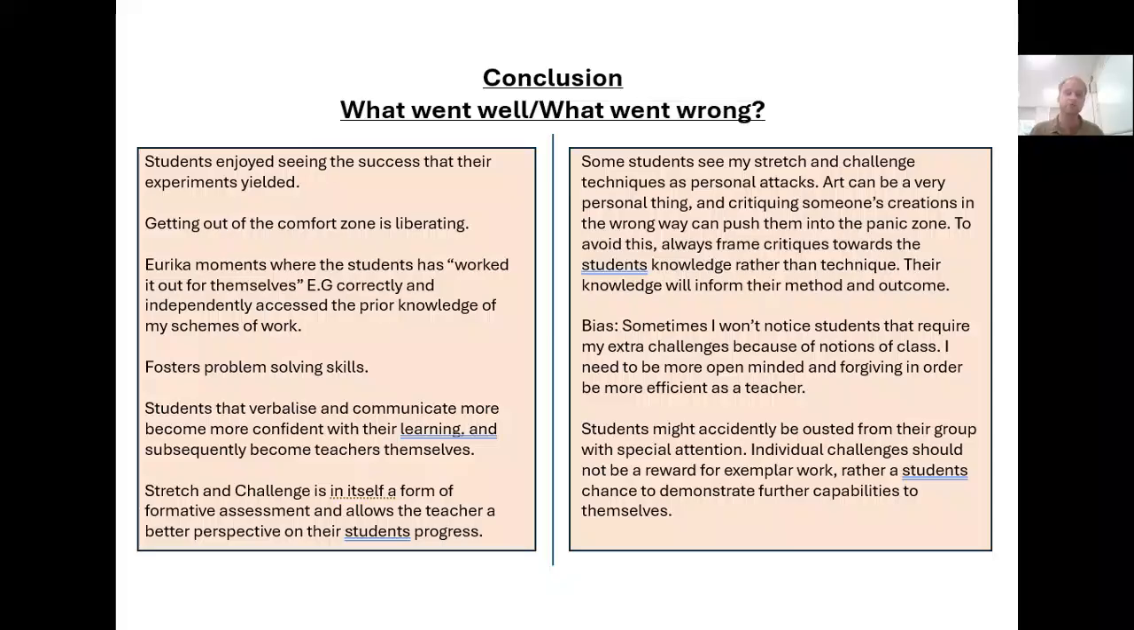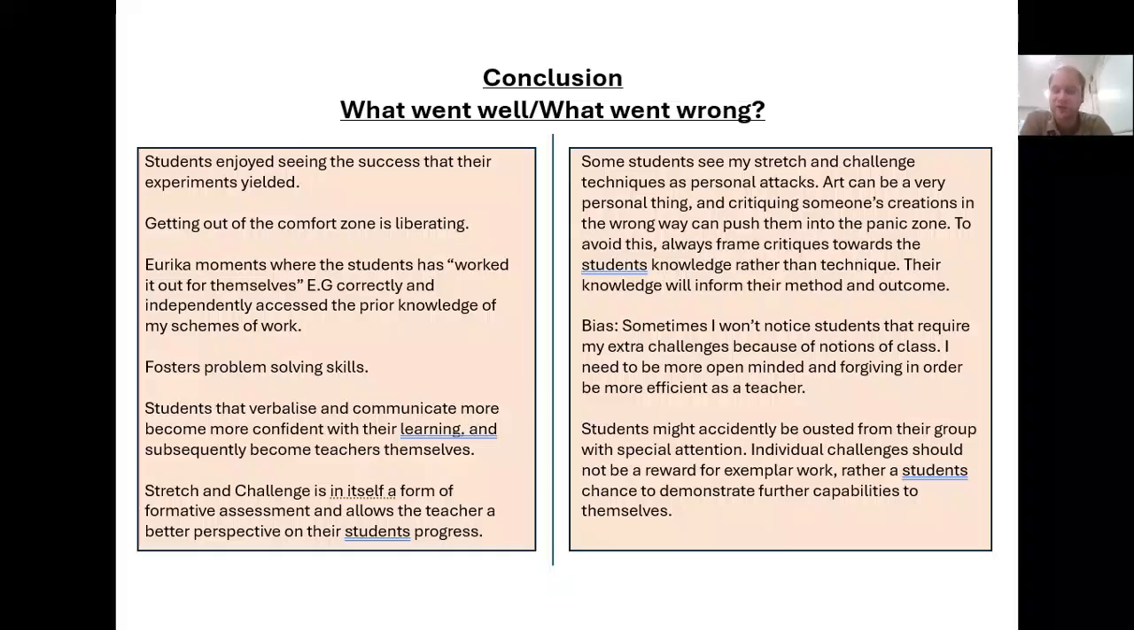Eureka moments were created when students had worked it out for themselves, quote marks. For example, they were correctly and independently accessing the prior knowledge from my schemes of work, but the way I'm phrasing my questions, the way I'm asking them, the way I'm celebrating their success, it is theirs. It's purely theirs. I am nothing but a facilitator for it, and I want them to believe that. That's the main illusion of my lessons. I want them to believe that I'm nothing more than an observer of their success, because we've all got pride like that, haven't we?